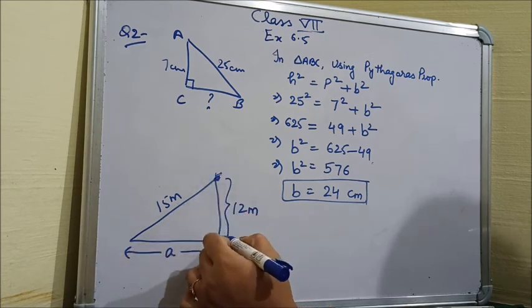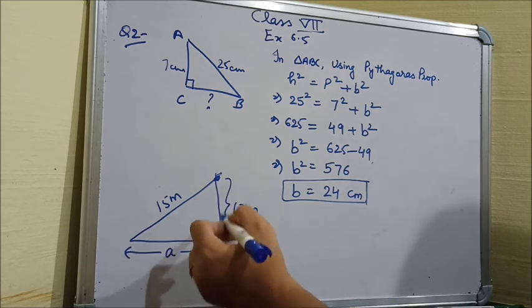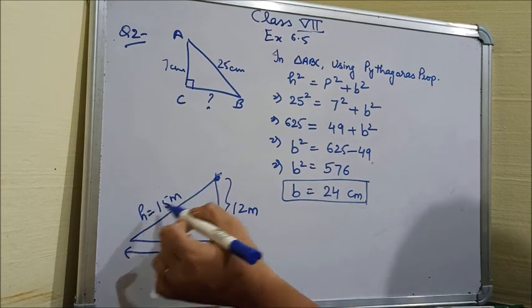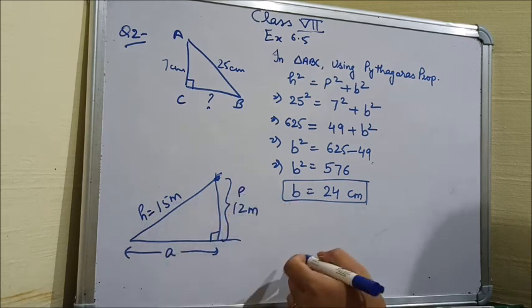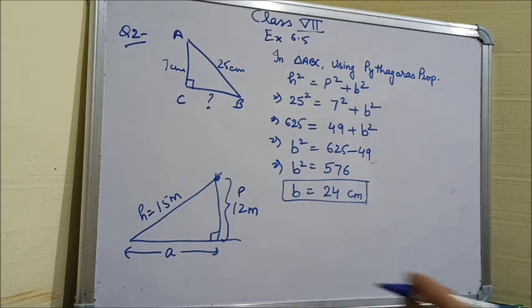So wall and ground will have 90 degree angle. So here again you will apply Pythagoras theorem. So this will be h, this is p, b you have to find. Same question like this. You have to put the values and solve. So question number 3 you will be doing by yourself. So this is over for this session, and next questions we will be doing in the next session.